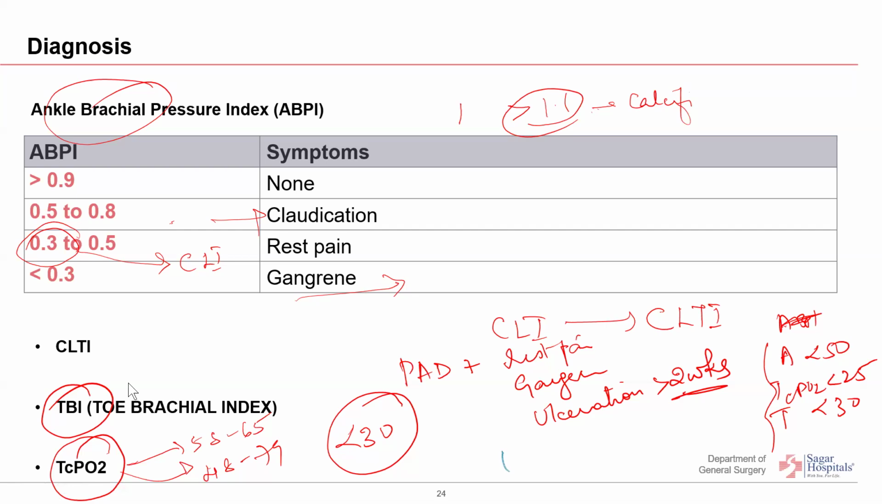Related to ABI, even in the upper limbs, the brachial artery pressure should be measured with the handheld Doppler only. It's not with your stethoscope. And you're right when you say you have to take the higher of the right or the left. Why is that?